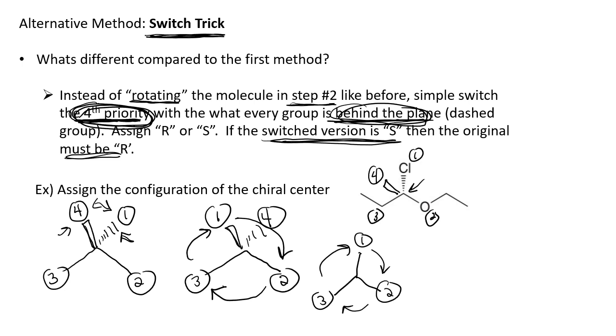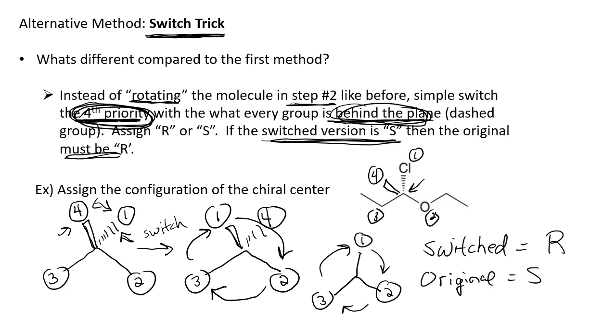So the switched version, where I did my switch here, was clockwise, which means that's R. So if the switch is R, then the original must be S. So my chiral center has an S configuration.